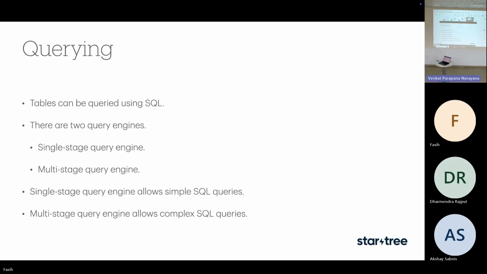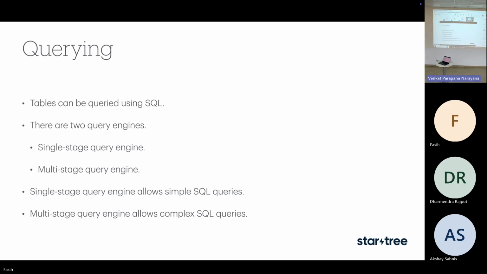Querying. Querying is pretty simple. Once you have data which is stored in a table, you can write SQL and you can derive insights from your data. Pinot ships with two query engines. The original query engine was called the single stage query engine, which allows you to run very simple queries, aggregation queries, no joins, no CTEs, no window functions, just simple aggregate queries.